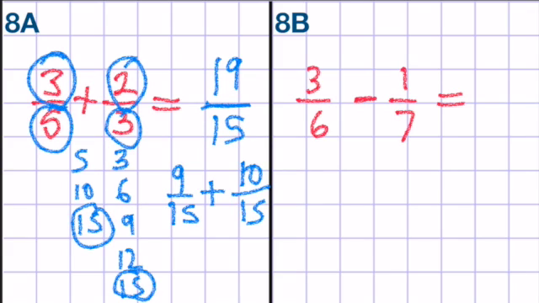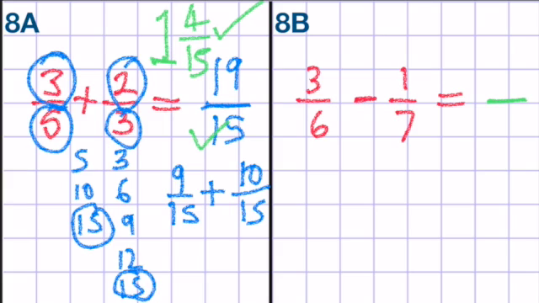Now, 15 goes into 19 once. So if I'm simplifying this, 1 whole, and that leaves 4 fifteenths. And you can't simplify that any further. 19 fifteenths or 1 whole and 4 fifteenths are both correct.